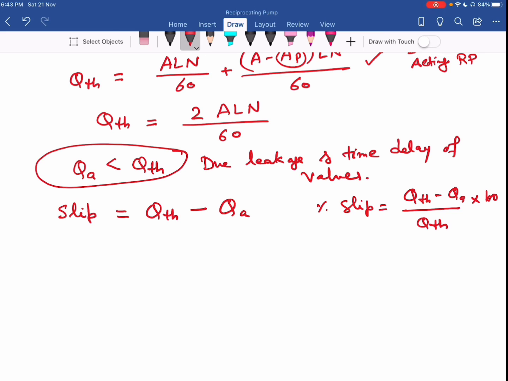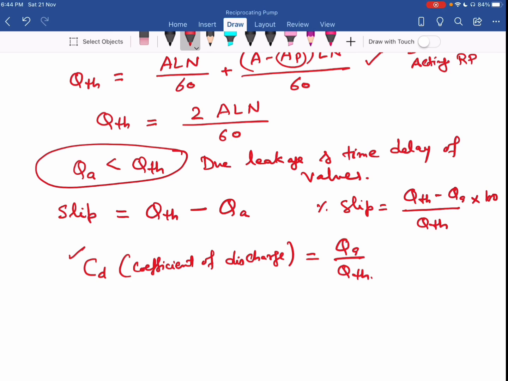Okay. Then my coefficient of discharge, that is Q actual divided by Q theoretical. So this value of CD for a reciprocating pump lies between 0.95 to 0.98. And normally for a good condition pump, the percentage slip is 2%. So up to 2% of percentage slip, we can say the pump is in good condition.